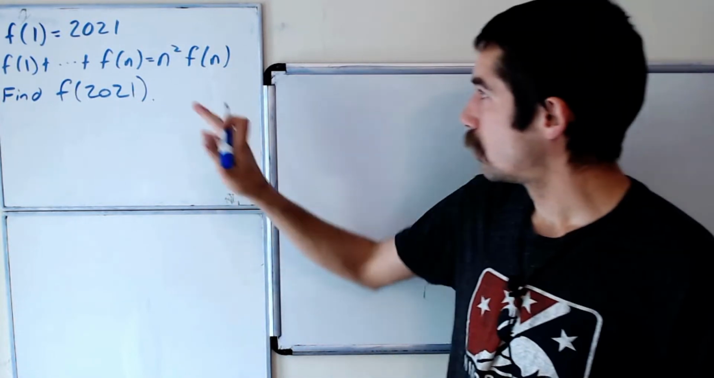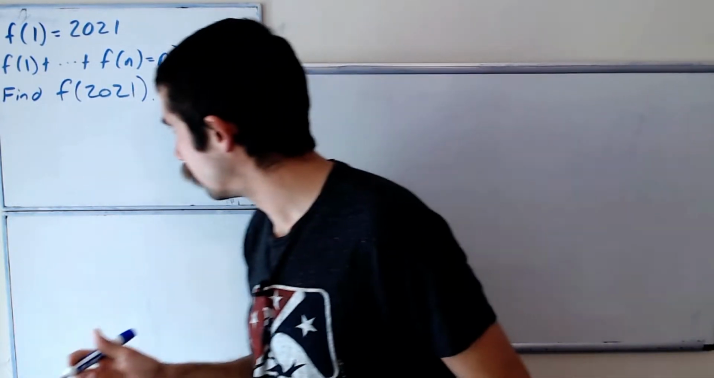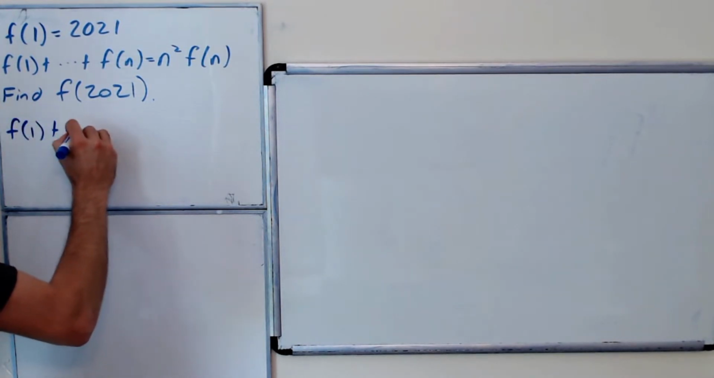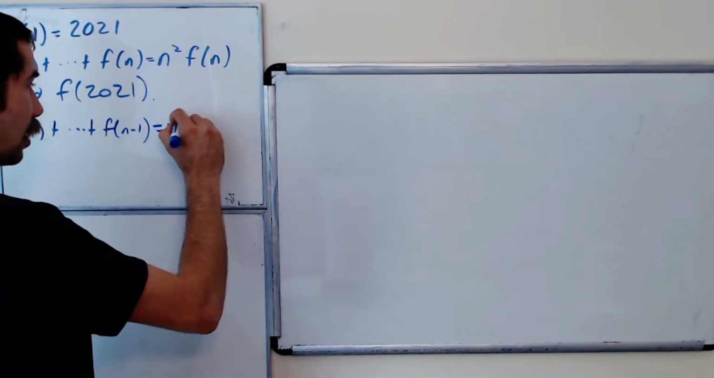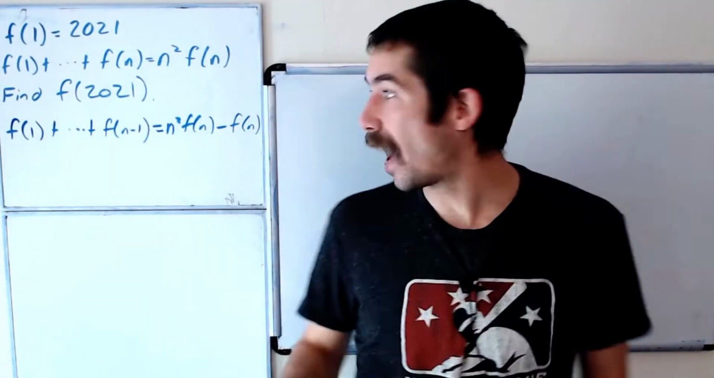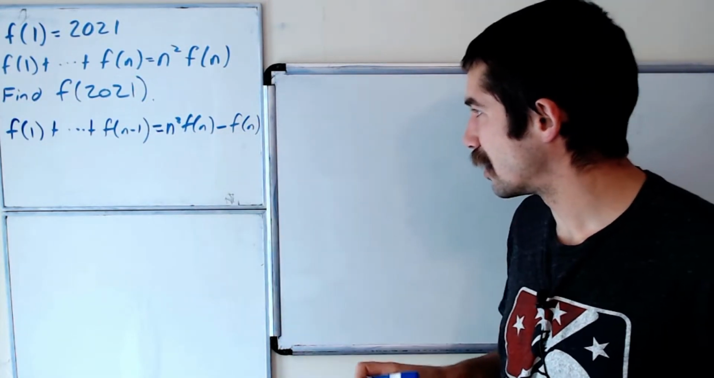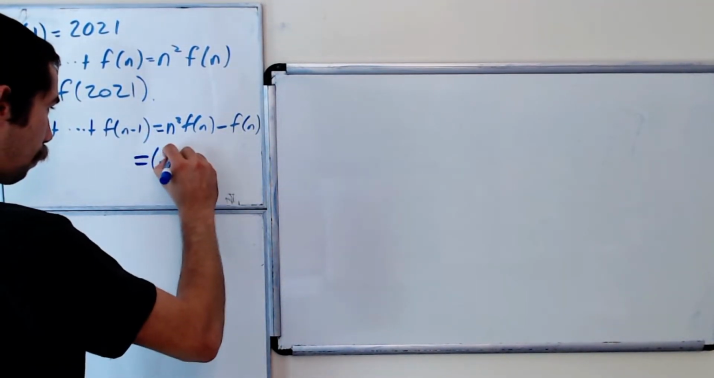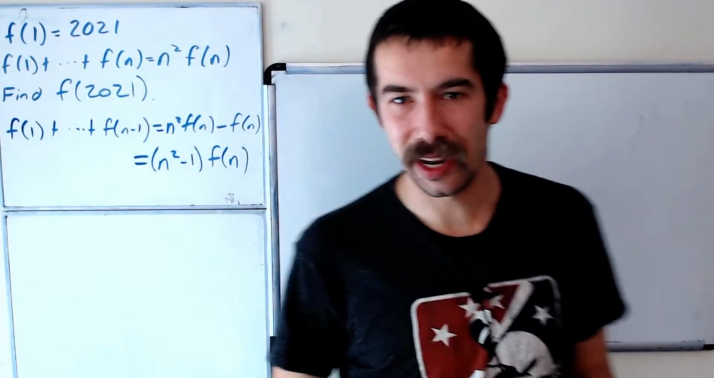Okay, so let's take this equation and bring all the f of n's to one side so we could deal with them together. So we could rewrite this as f of 1 plus ... f of n minus 1 is equal to n squared f of n minus f of n. Right, that's just moving f of n from the left-hand side to the right-hand side. And now let's factor this right-hand side. So we get n squared minus 1 times f of n.